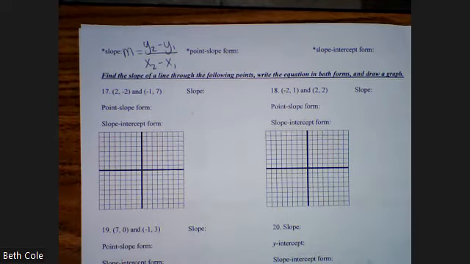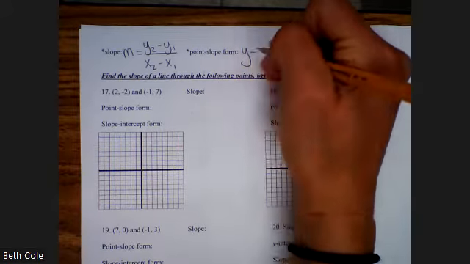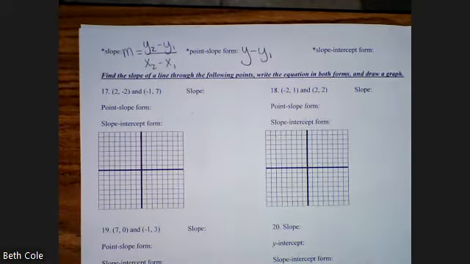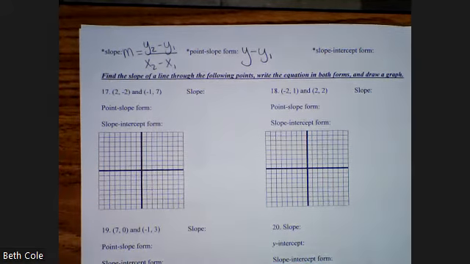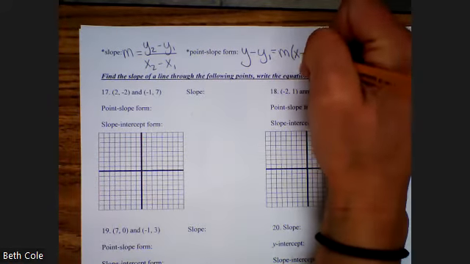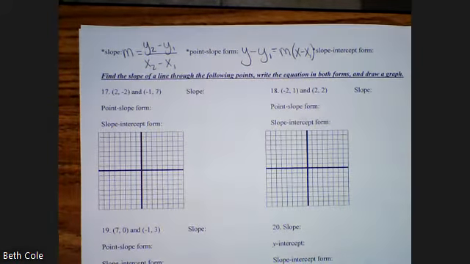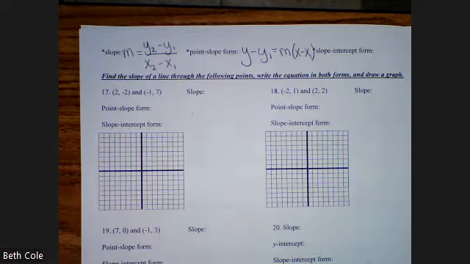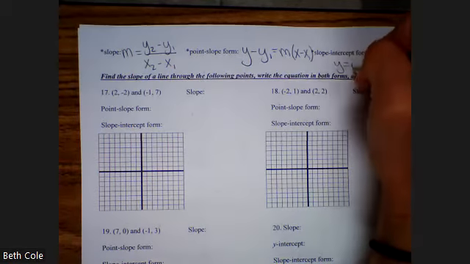All right, point slope form. It is y minus whatever your y number is. So y1 or y2, it doesn't matter which point you use, equals your slope, and then x minus your x number. And then slope intercept is the one everybody always can shout out. Y equals mx plus b.